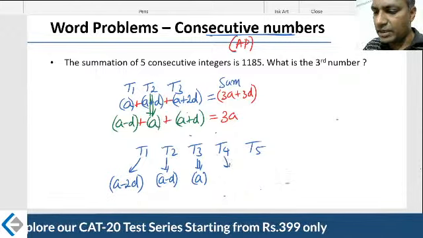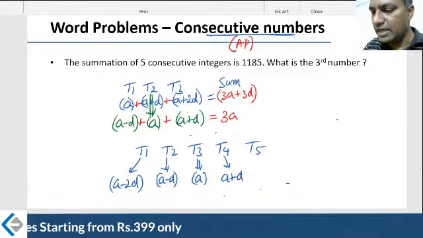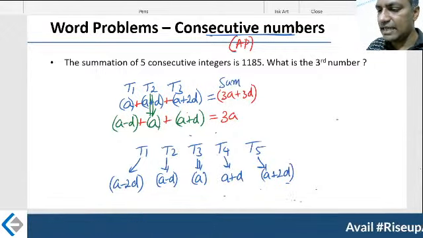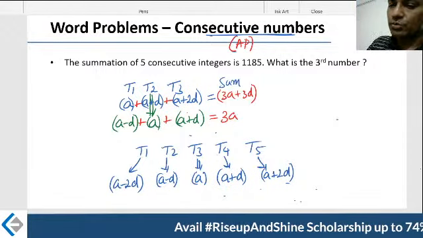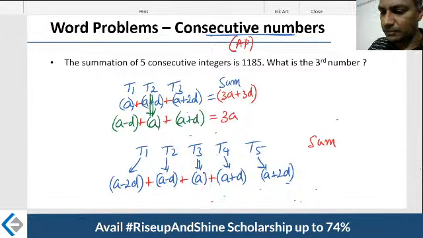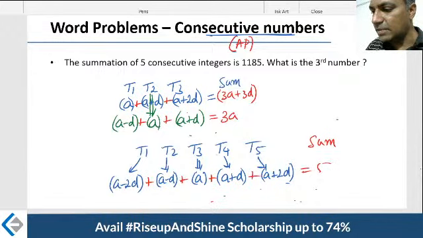Similarly, what about this particular term? This is going to be a plus d. What about this term, the last term, a plus 2d? Consecutive, you are maintaining the gap of these. Why did we do that? Assume that if I want the sum of these five terms, all these get cancelled, I'll be simply left with 5a.